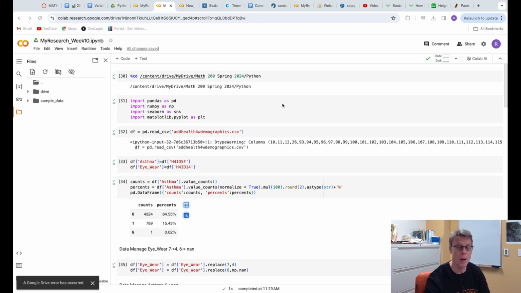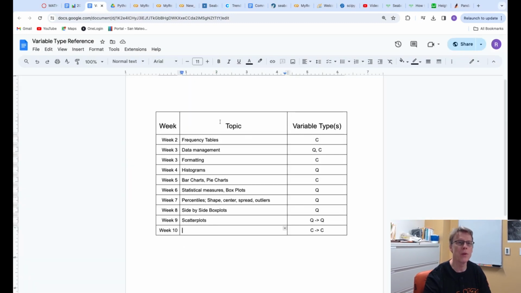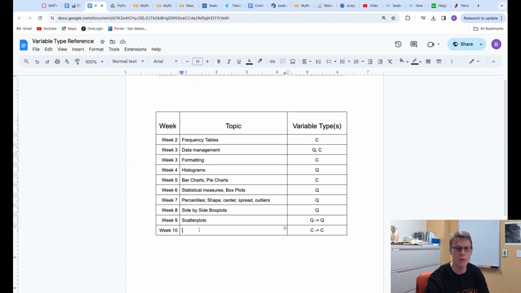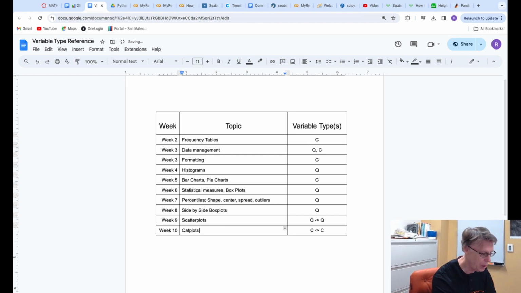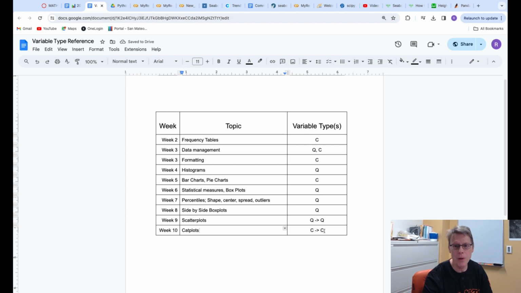Okay, so the code itself for what we're doing this week is not that bad. What is more complicated is what the heck we're trying to do. So I'm going to try to sort of explain both. The first thing I've done is you'll notice here for the cat plots for week 10, I've put that we're using categorical to categorical. It's another bivariate plot, just like last week, the quantitative to quantitative. This week, you're using both of your categorical variables.